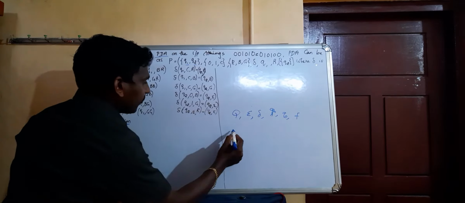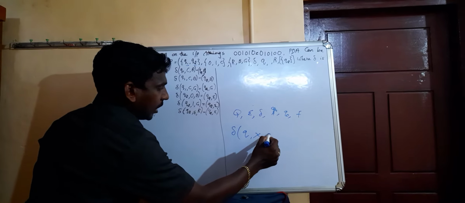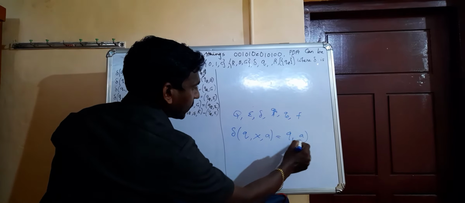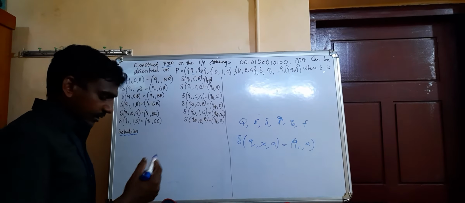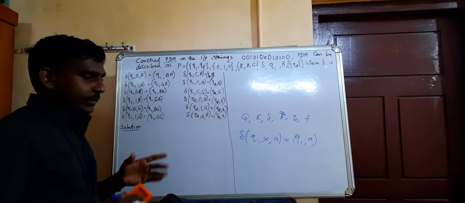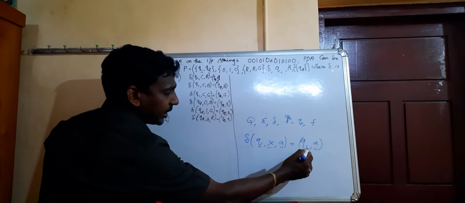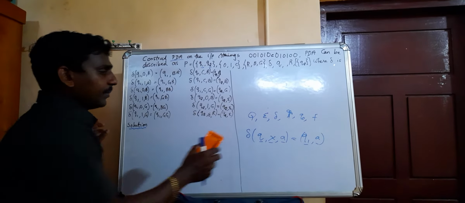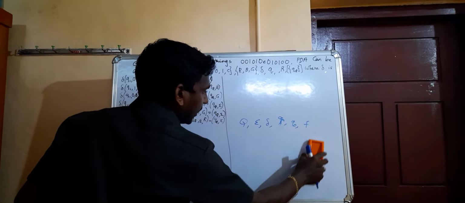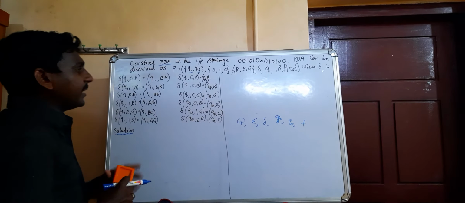I told you the transition function should be like delta of Q, X, A equal to Q1, A. This is the syntax of the transition function: state, stack symbol, input symbol equal to state, stack symbol. This is the method of the PDA transition function, which I taught you in the previous class. All the parameters should be given.